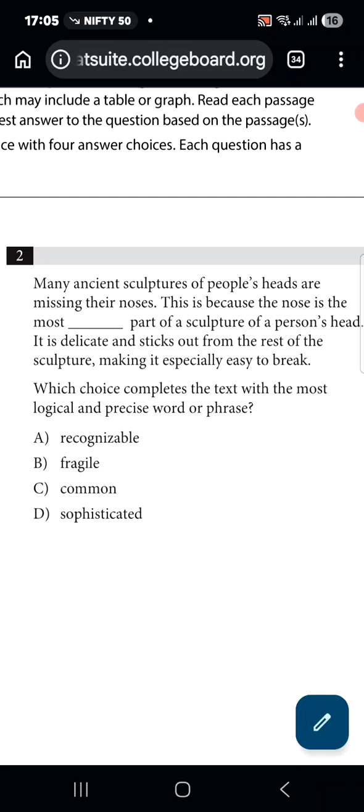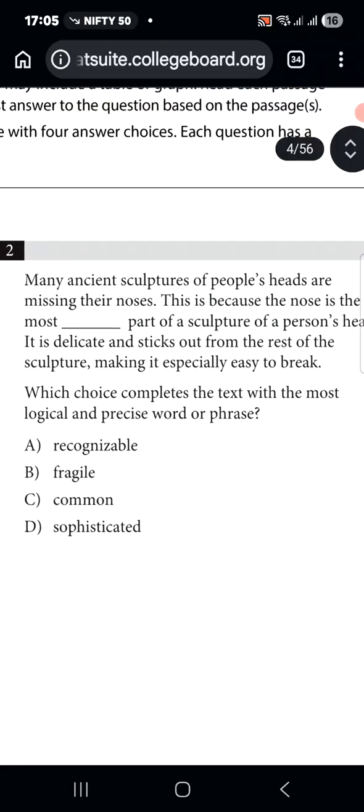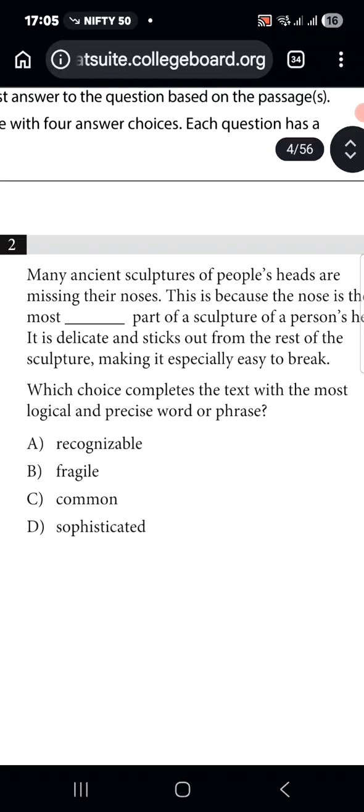Many ancient sculptures of people's heads are missing their nose. So people are missing their nose. I don't know why. So missing the nose. Why? So this is because, so they are giving the reason why nose is missing. Nose is the most something part of the sculpture. Is it recognizable, fragile, common, or sophisticated? So as you can see, nose is something which is fragile, which can easily get broken. So the answer is fragile. And you don't need to read the rest of the part. In the sculptures, the nose is missing because it's the fragile part of the body. So that makes sense, isn't it?